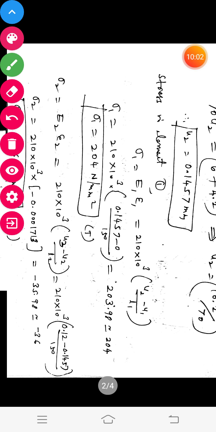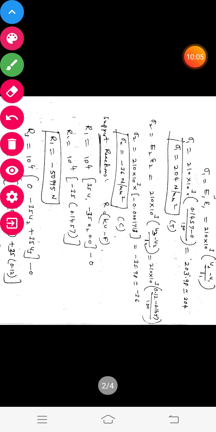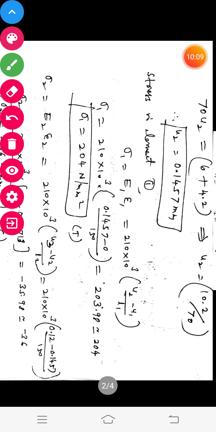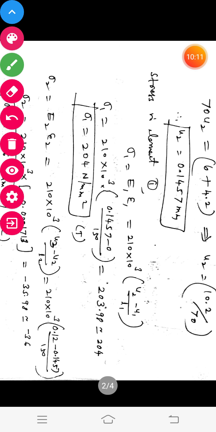Now the U2 value we got after calculation: 70 U2 is equal to 6 plus 4.2, so U2 we got is 0.1457 mm. That is the displacement. Node 2 has a displacement of 0.1457 mm at the point of application of load.